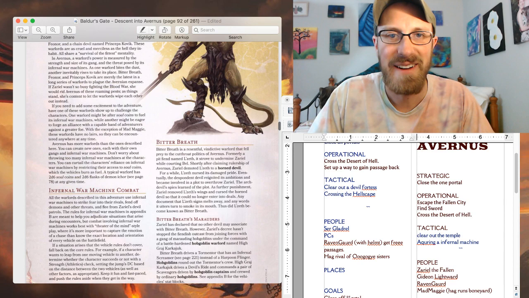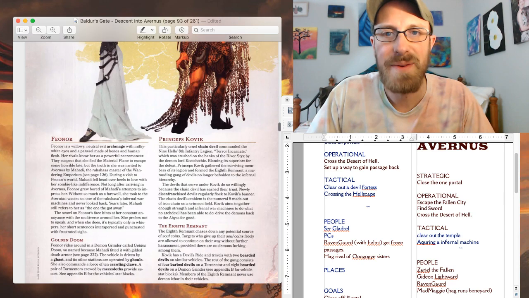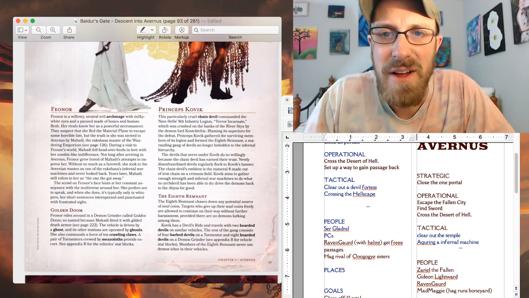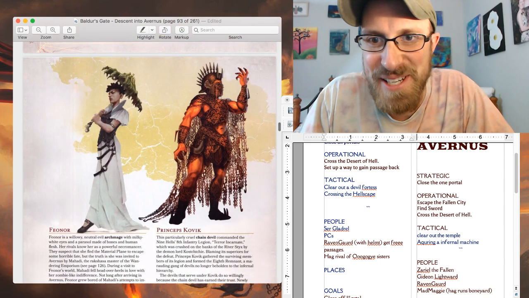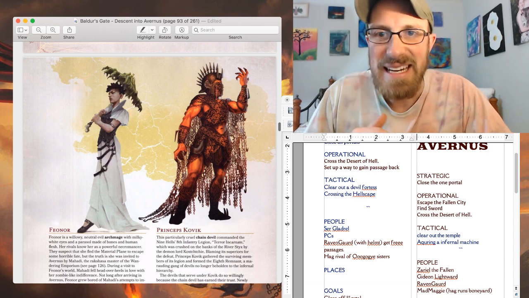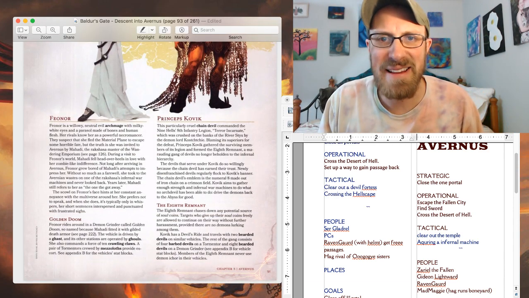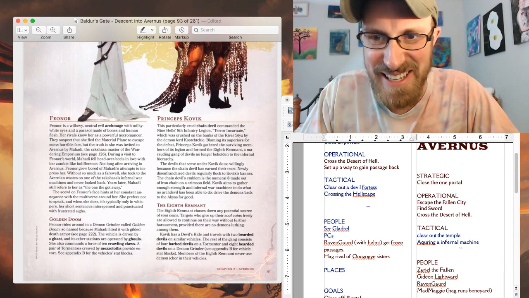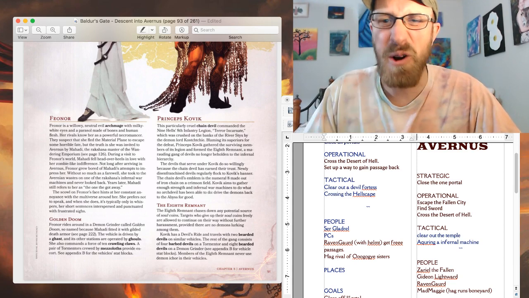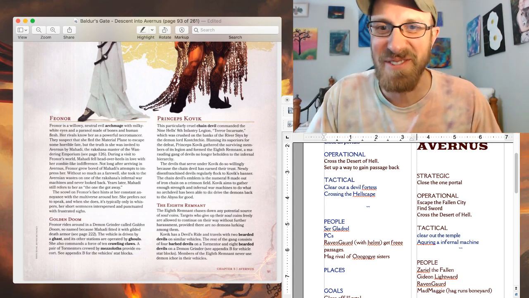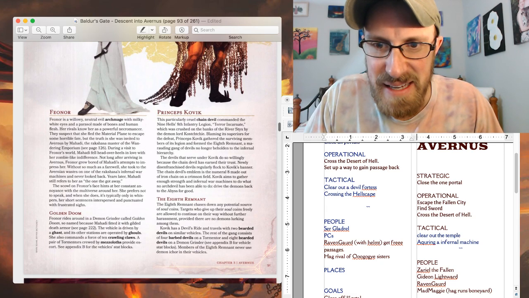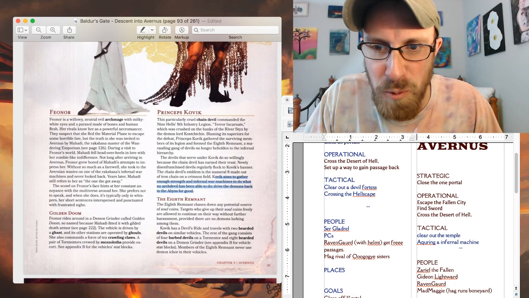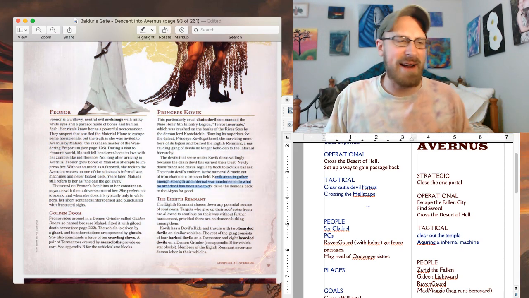Okay, warlords. All right, so here's some cool people, right? Who is Prince Krovek? He's got an awesome piece of art, that's for sure. He's a chain devil that commanded the Nine Hells 8th Infantry Legion, Terror Incarnate, and they were crushed on the banks of the river Styx. Ooh. His goal is to get enough strength and war machines to drive the demons back.